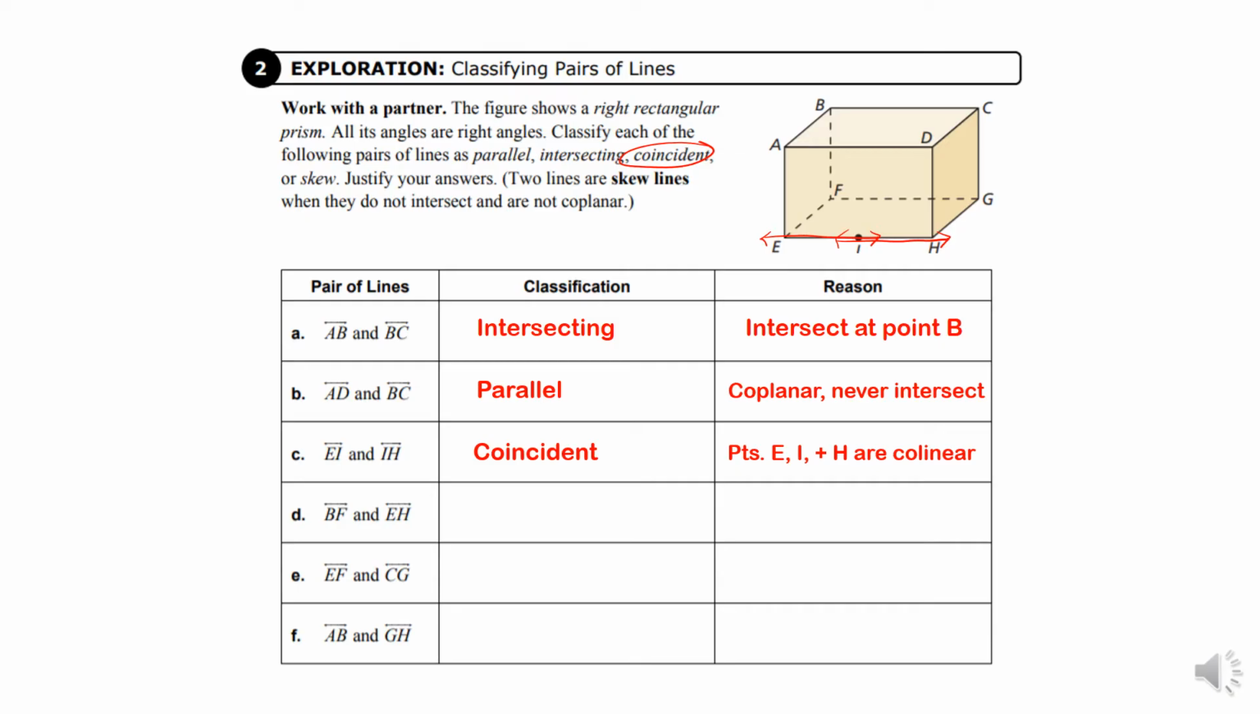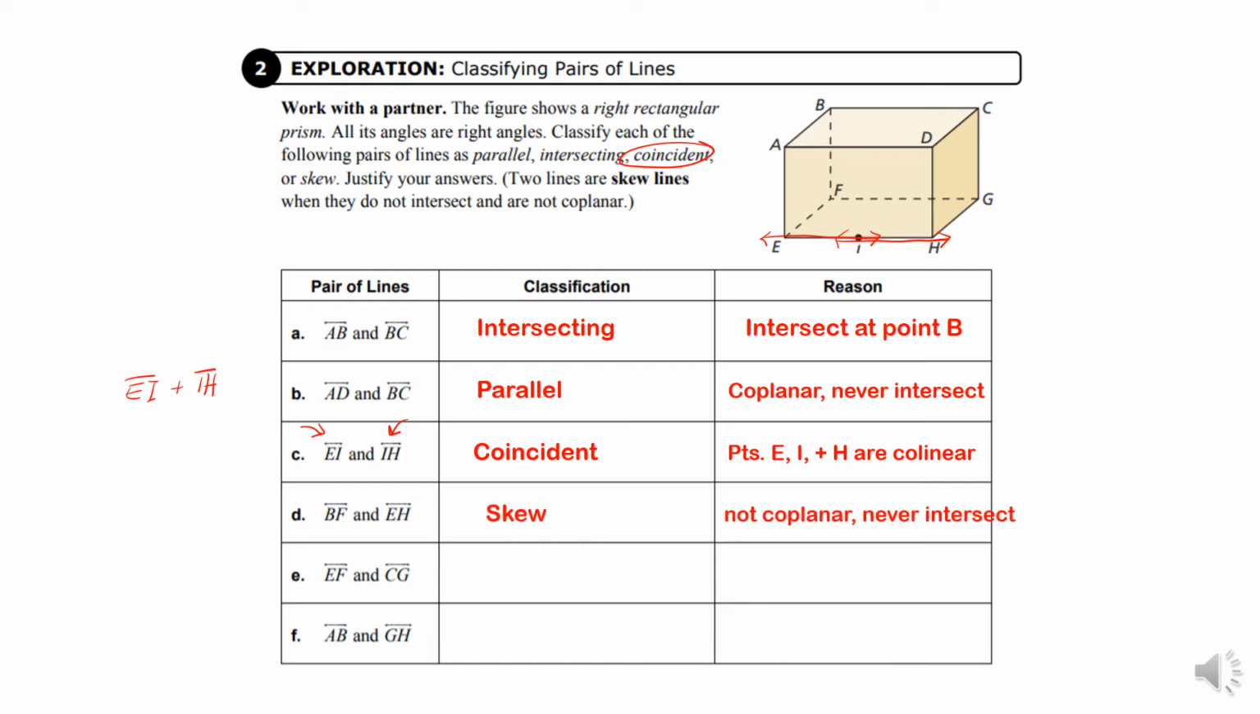So that's key. If it had been EI and IH like that with the segment signs, then you would just say they intersect at a point, point I, but that would be all they have. But because it has the line symbol, that makes them coincident.